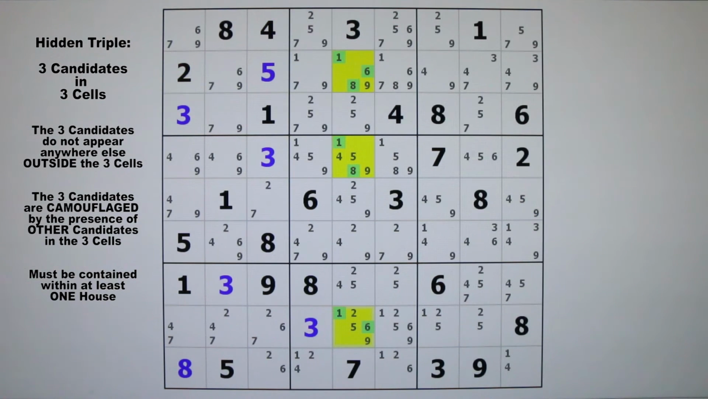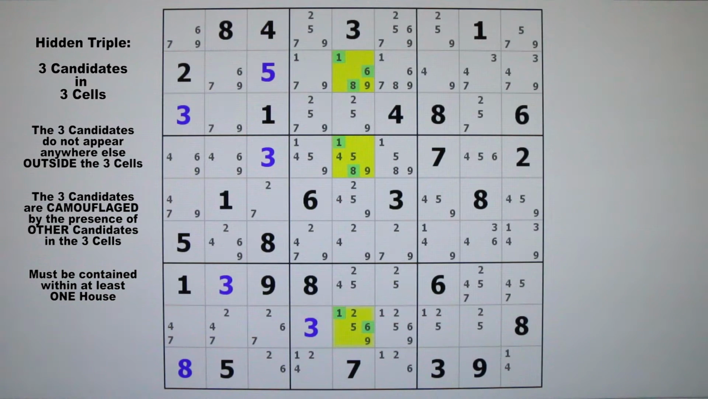These hidden triples are so hard to see that not only am I going to color the cells, but I'm also going to highlight the candidates to help you see them better. So here we have in column 5, 1, 8, and 6. And they lie in those 3 cells. Those 3 candidates lie in those 3 yellow colored cells, and they do not appear anywhere else outside those 3 yellow cells in column 5. So that means those cells have to be solved with 1, 8, and 6 in some order.